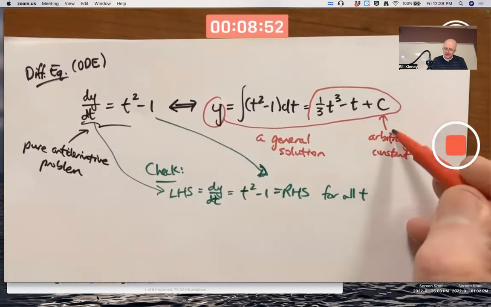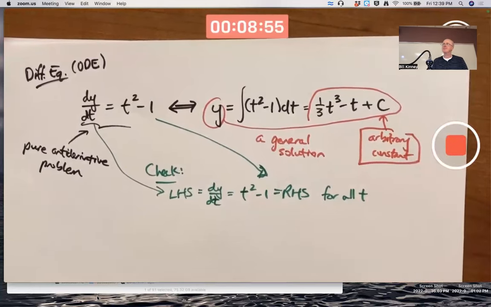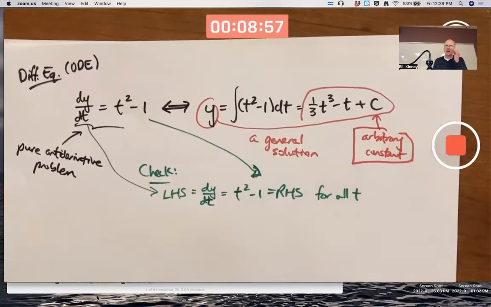Since C is an arbitrary constant, think about what happens when you add a constant to a function. What happens to its graph? It's a vertical translation up or down. Adding a positive constant translates the graph upward. Adding a negative constant, which means subtracting a positive number, translates the graph downward.